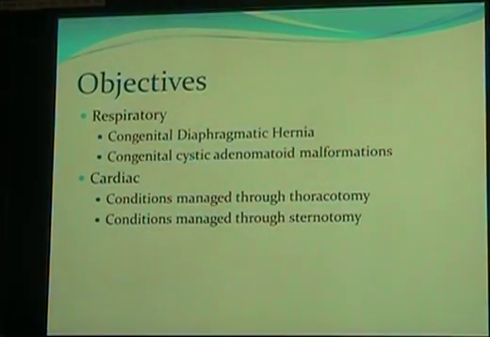So what are the objectives? We're going to cover a couple of main respiratory categories: congenital diaphragmatic hernia, and congenital cystic adenomatoid malformations, which are also known now as congenital pulmonary airway malformations, or CPAMs. Under cardiac, we're going to look at conditions managed through thoracotomies, and then conditions managed through sternotomies.